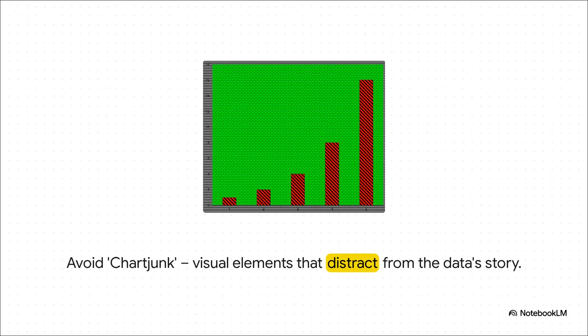A huge part of good design is just knowing what to leave out. And this is a perfect example of what the legend Edward Tufte called chart junk. Look at that crazy patterned background and the bright colors. They don't add anything. They don't tell you more about the data. They're just noise. They're actively hiding the story that the data is trying to tell you.